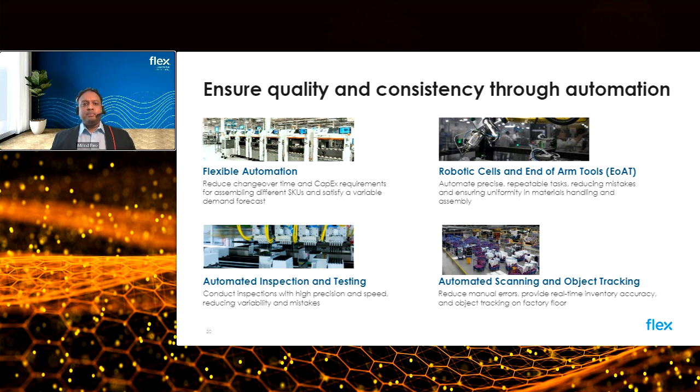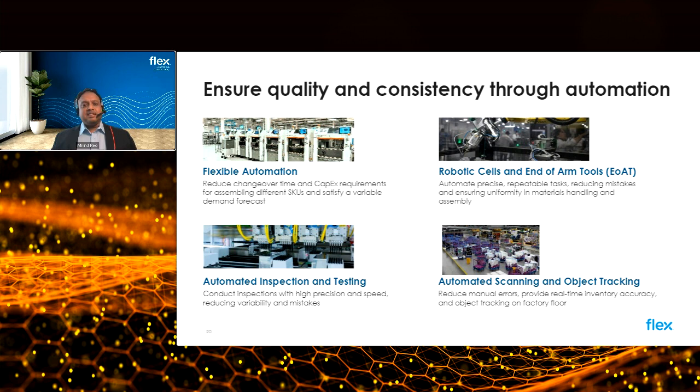So we are seeing more and more automated inspection and testing systems that we've been implementing within Flex, and the whole concept is well received by our OEM partners. Some of these include high-precision, high-speed testing capabilities, and the reduction of variability, and how I can reduce human errors using automation in inspection and testing. So that's the whole theme of implementing that within the scheme of automation.